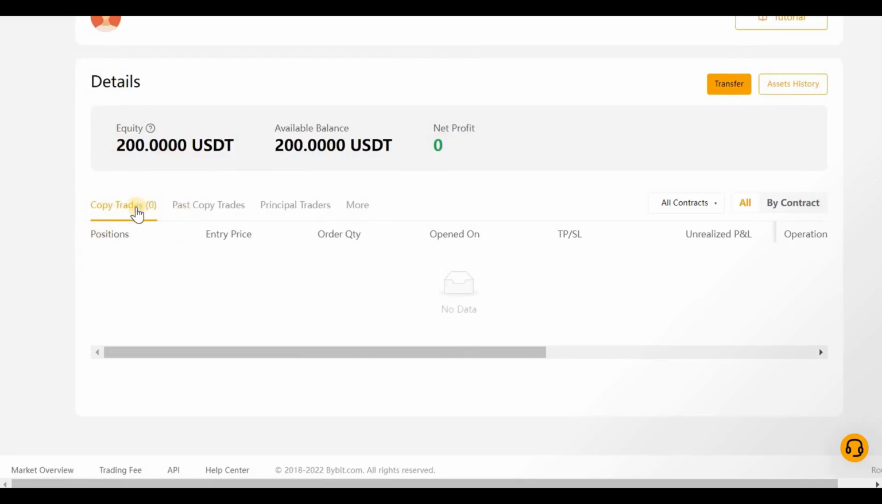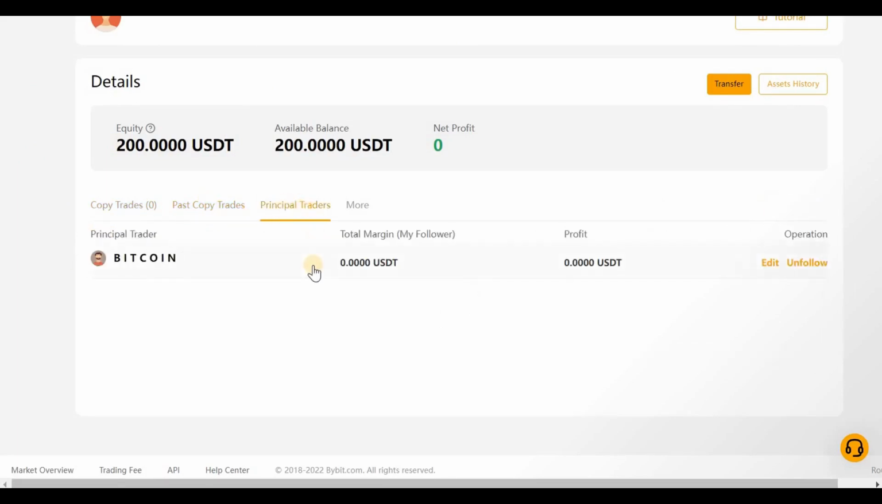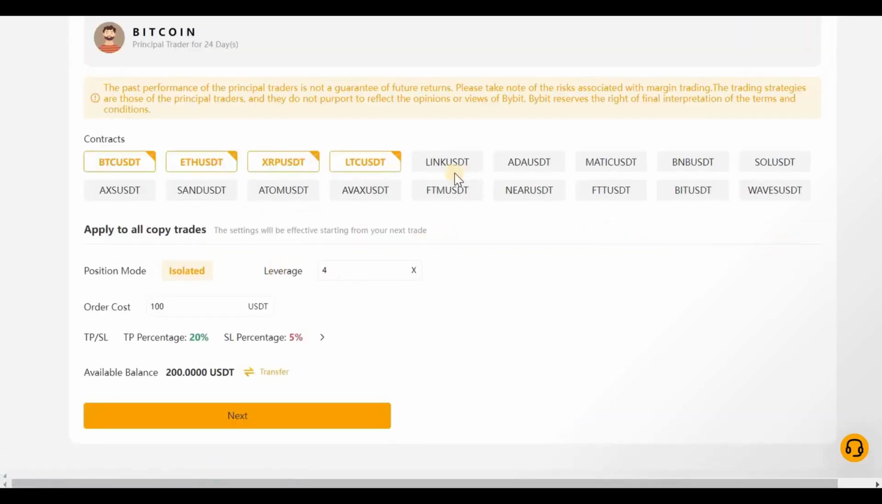All the copy trades made by the principal trader, the past copy trades by the principal trader, and right here I am going to see the number of principal traders that I am currently following. All the information right here would be listed for you once you follow a particular principal trader. If you want to edit this strategy, you can go ahead and click on edit right here. In this section, you can choose to select more contracts, change your leverage, increase or decrease your order cost, and also you can adjust your take profit and your stop loss.